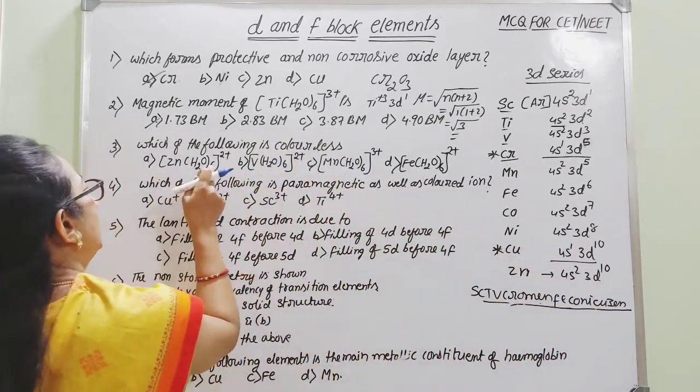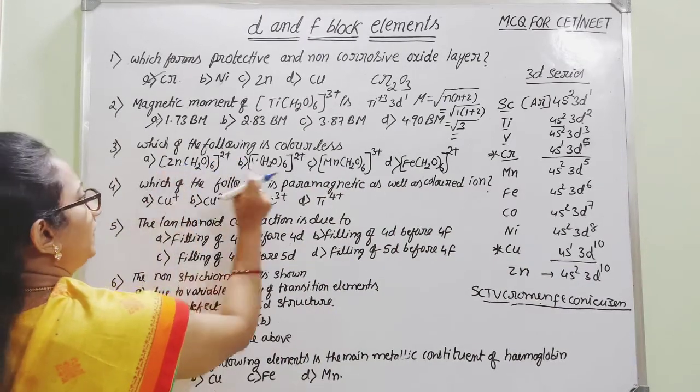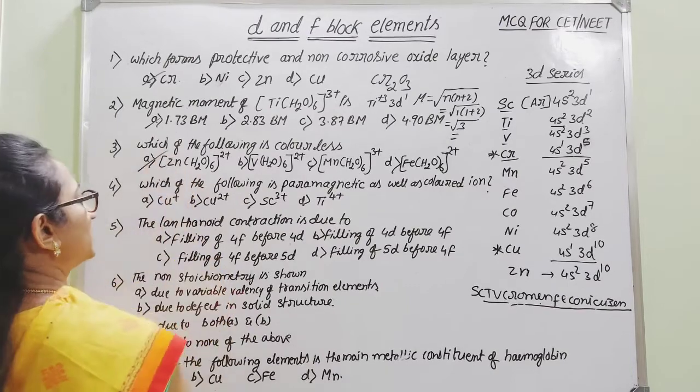Therefore, Zn with hexa aqua with 2+ charge is said to be colorless in nature. Therefore, option A is the right answer.